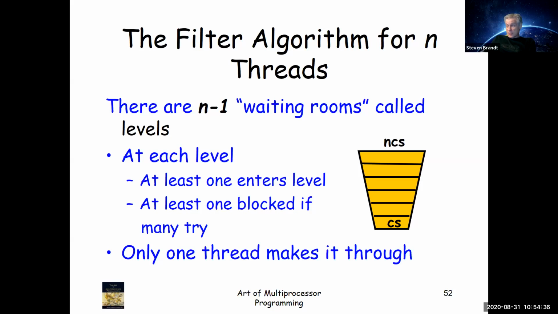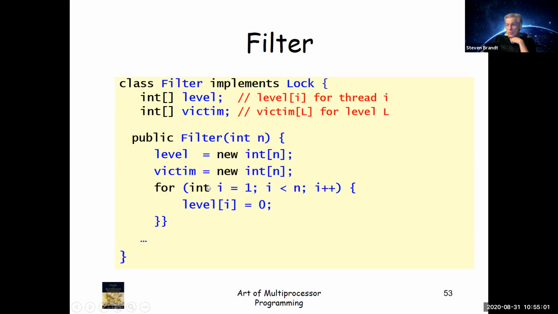Okay, so the filter algorithm for n threads looks like this. There are n-1 waiting threads called levels. At each level, at least one enters the level, and at least one is blocked if many try, so only one thread is going to make it through. For the filter lock, we're going to have an array of levels and an array of victims, and we're going to instantiate the filter with a size that's going to fill both of those.